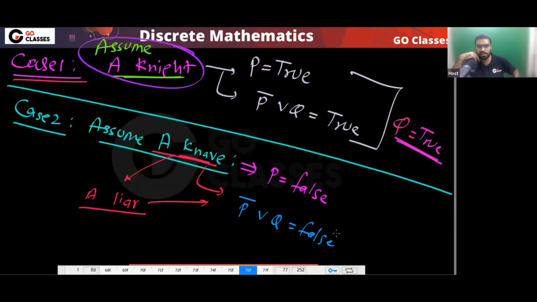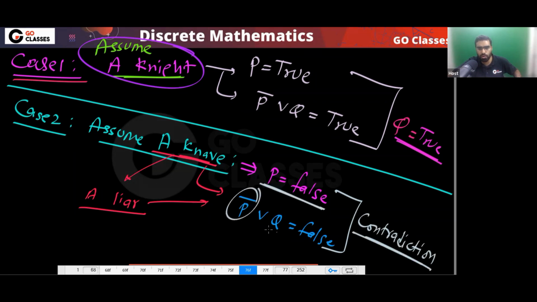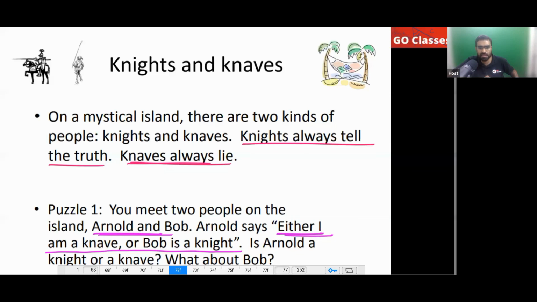But there is a contradiction. Can it happen? This cannot have. This is a contradiction. Because if P is false, then this is true. True or anything is true. So there is a contradiction. So your final answer will be what? That both are knights. So for this question, the final answer is both are knights.